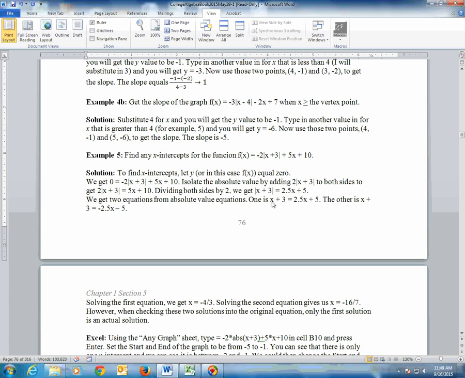Now from an absolute value equation, you get 2 equations. One is x plus 3 equals 2.5x plus 5, just by dropping the absolute value. The other comes from, here I'll put this down here so you can see it, dropping the absolute value and changing the sign of the numbers on the right. So that would be x plus 3 equals -2.5x minus 5. Now you have to solve both of these. Like for this one, you could subtract the x and subtract the 5, and then you'd have to do some division. Same way with this, maybe add 2.5x and subtract the 3 and solve these.